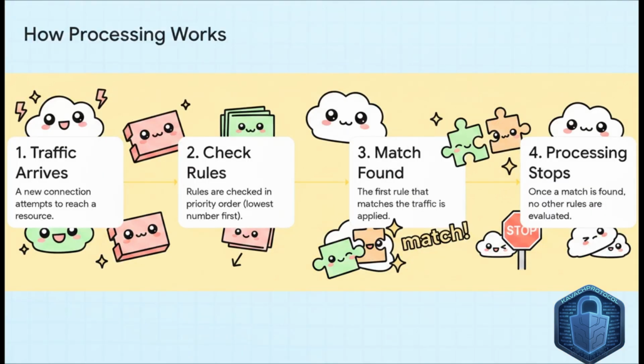And this is why that whole priority thing is so critical. When traffic hits your NSG, Azure starts with the lowest priority number and goes down the list. The very first rule that matches that traffic's five-tuple, that's the one that wins. Period. The action is taken, and boom, processing stops right there. It doesn't even look at any of the other rules below it.